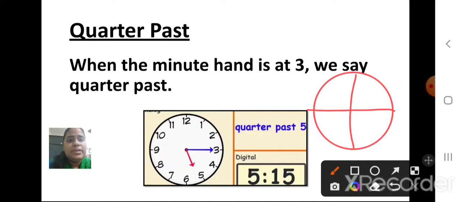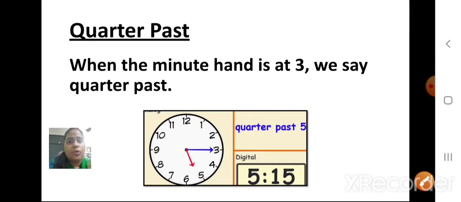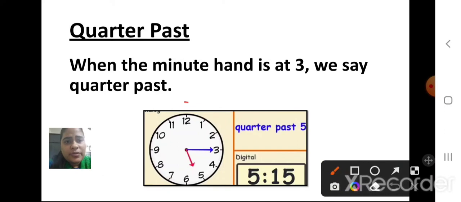The same way, if I divide the clock into 4 parts, you can see from 12 to 3, it is 15 minutes. Each quarter is 15 minutes. But what is quarter past? Quarter past means 15 minutes are over. So how are you going to calculate? You are going to see from number 12. From 12 you will start 15 minutes, right? From 12 to 3 is 15 minutes. That means 15 minutes are over.